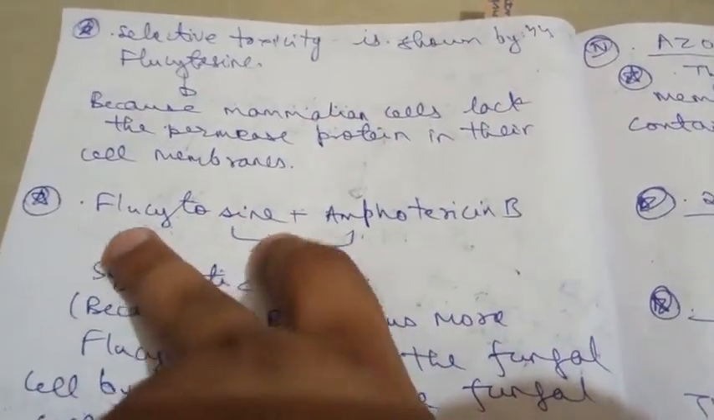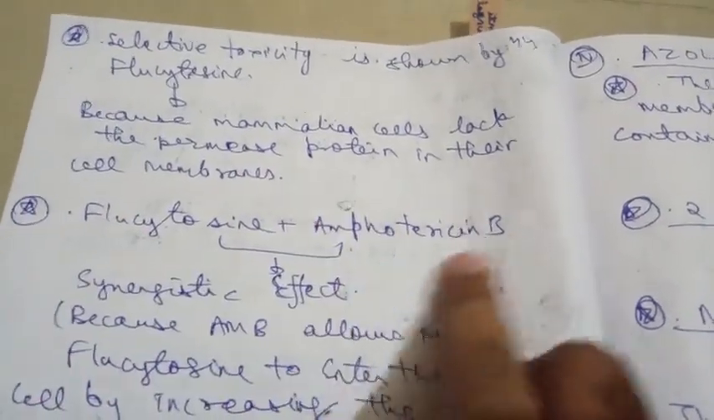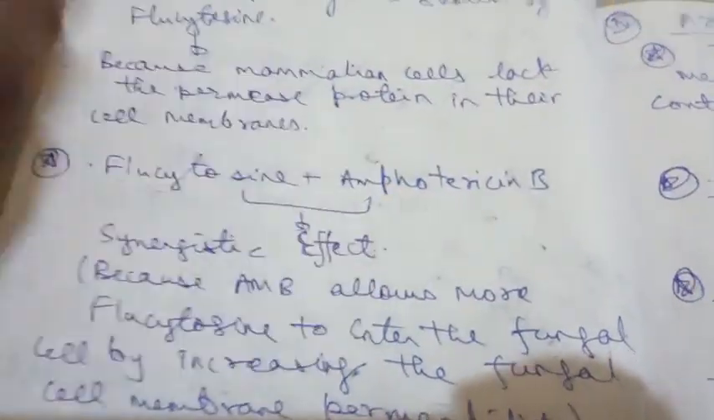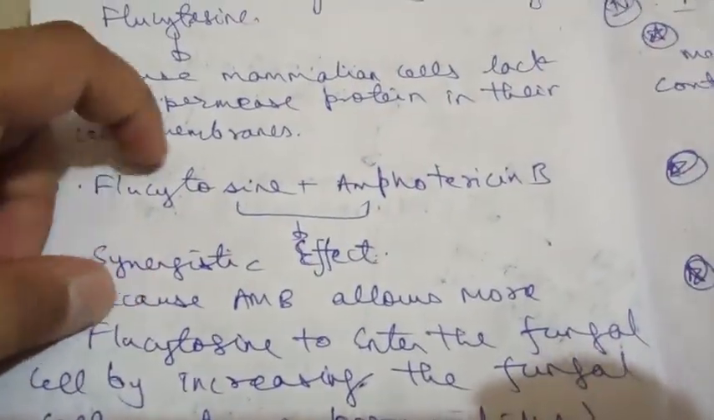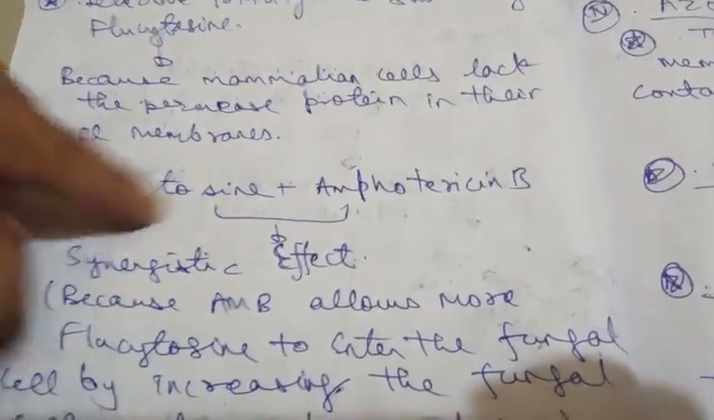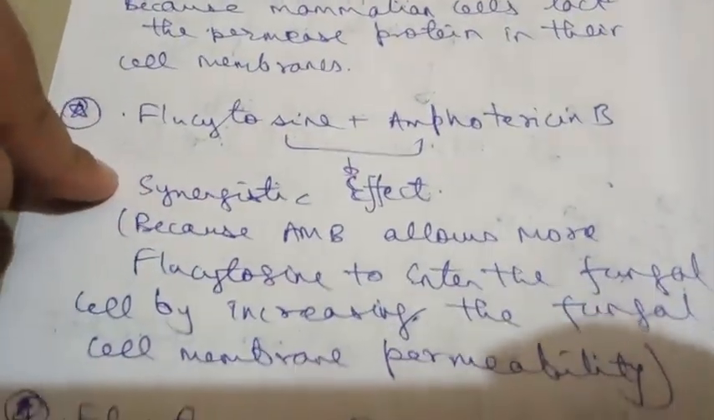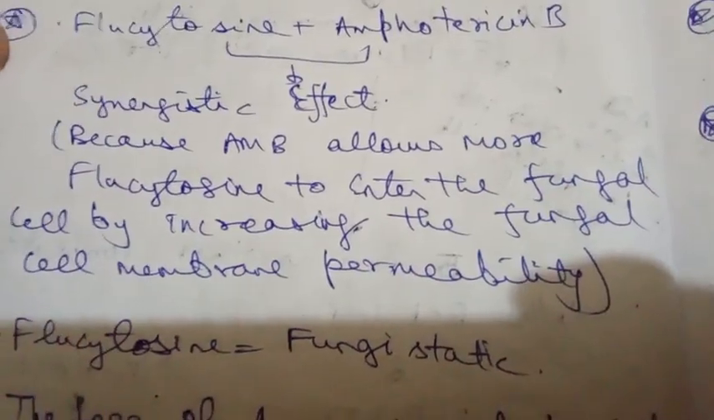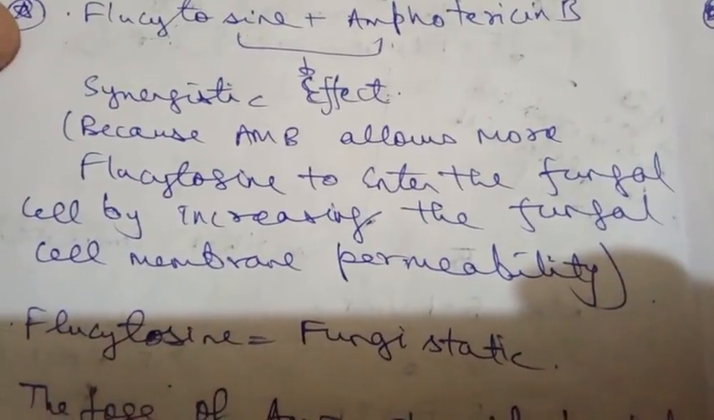For example, if the effect produced by this is 2 and the effect produced by this is 2, the synergistic effect means 2 plus 2 will be more than 4. Now, why are we administering these two? Because they have a synergistic effect. Why do they have a synergistic effect? Because the anti-metabolite allows more flucytosine to enter the fungal cell by increasing the fungal cell membrane permeability.